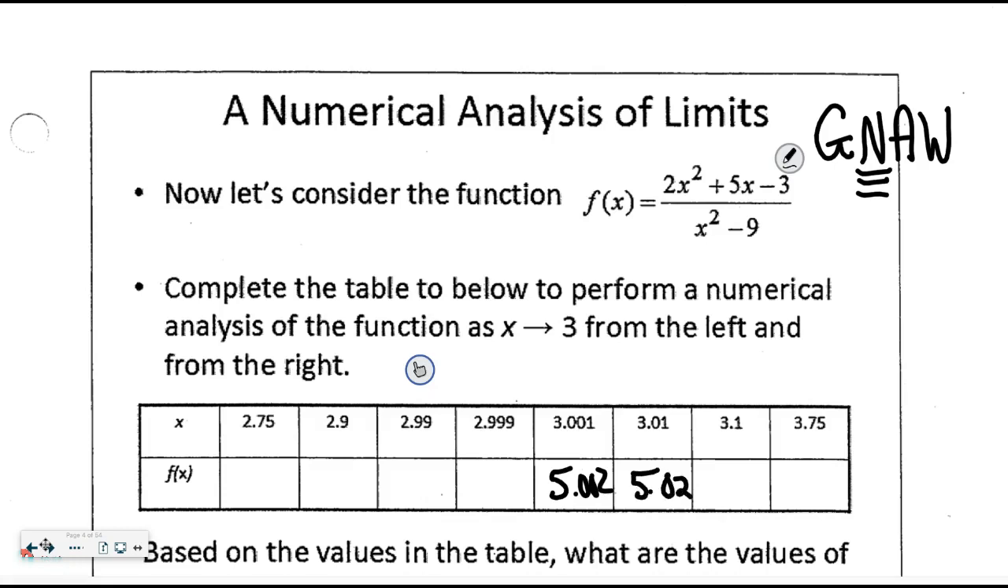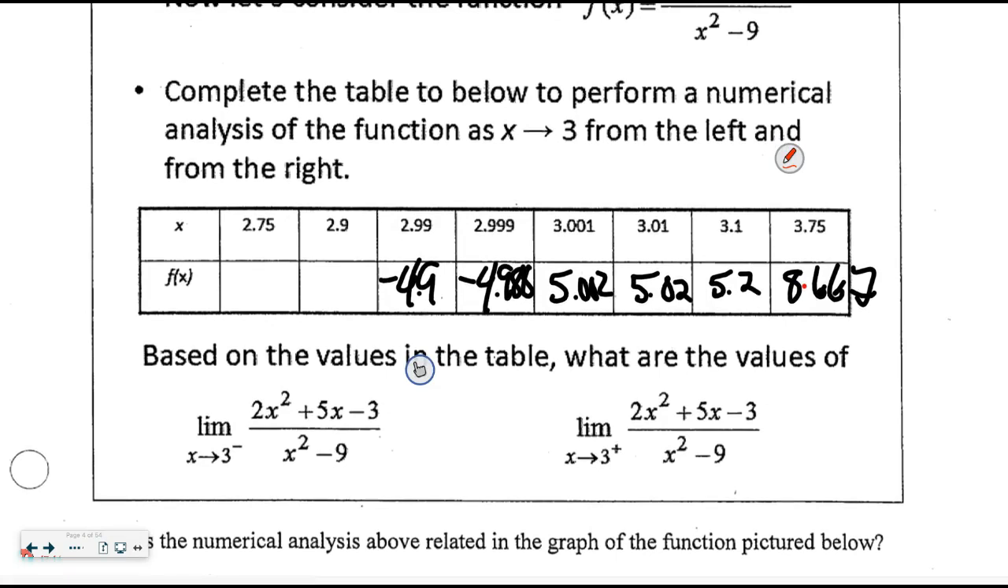So that's 5.02, 5.2. And this one was 8.667. Over here we had a -4.988, and over here we had a -4 point. And I'm not going to finish the chart because we want to see what's happening and what we guess is happening as we approach 3 from the right-hand side. So I'm coming in at 3 from the right-hand side, and take a look. And then let's also approach from the left.